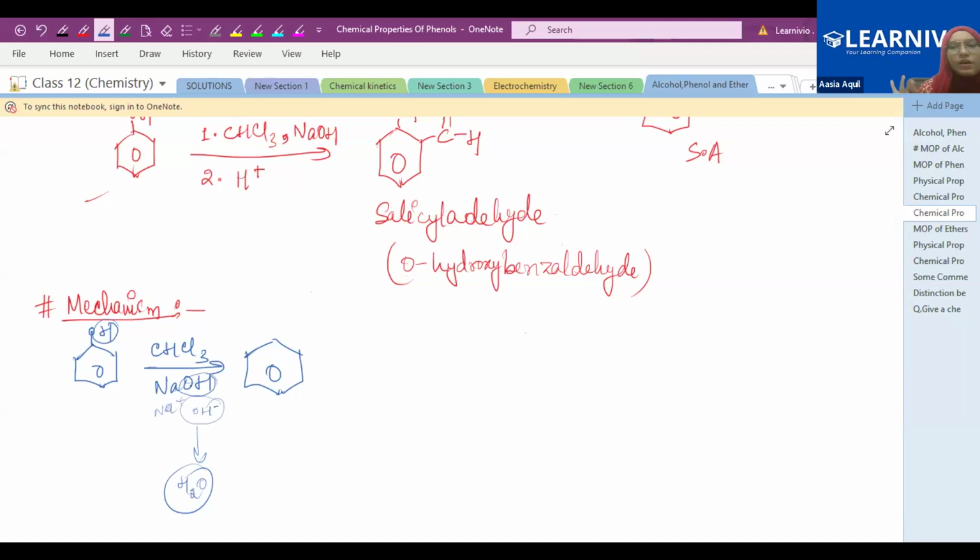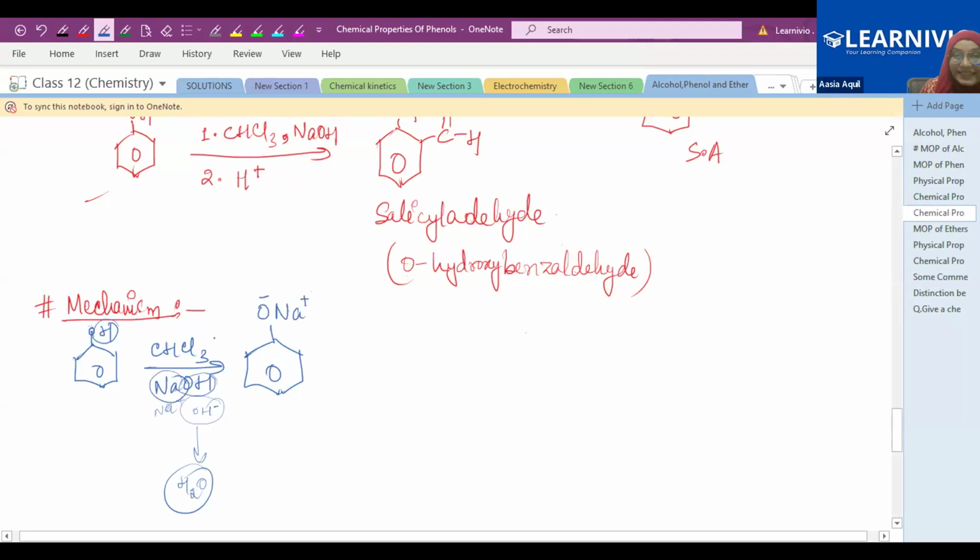No need to write down the byproducts here. Just write down the major product only. So what happens over here? The oxygen gets a negative charge, and the sodium has the positive charge, so this sodium will attach over here. It will form O minus and Na plus.